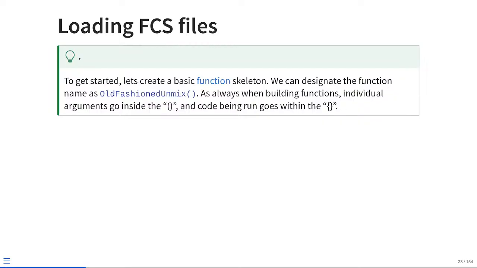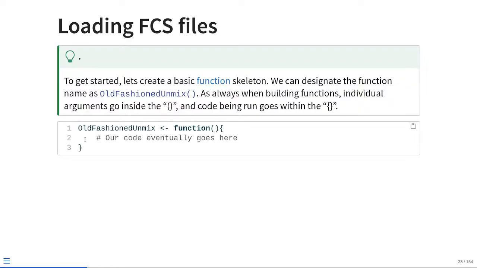So, to go ahead and get started, we first need to create a basic function skeleton. In this case, since I'm planning to do just ordinary least squares, I can call our new function anything that I want. In this case, I'm choosing to call it old-fashioned unmixed. As always, when you're creating a function, individual arguments will go inside the parentheses, and any code that is being run will be run within the curly brackets.